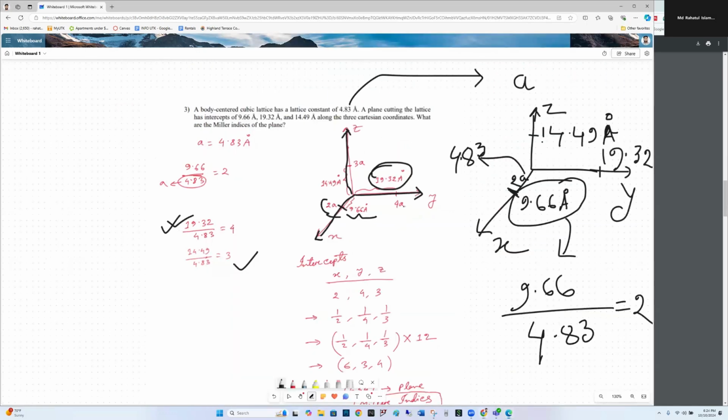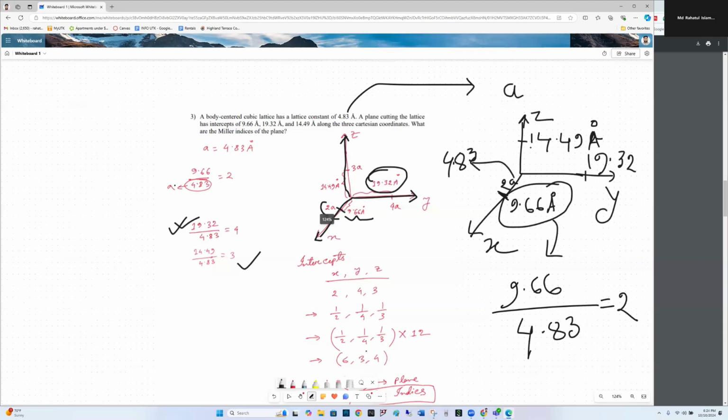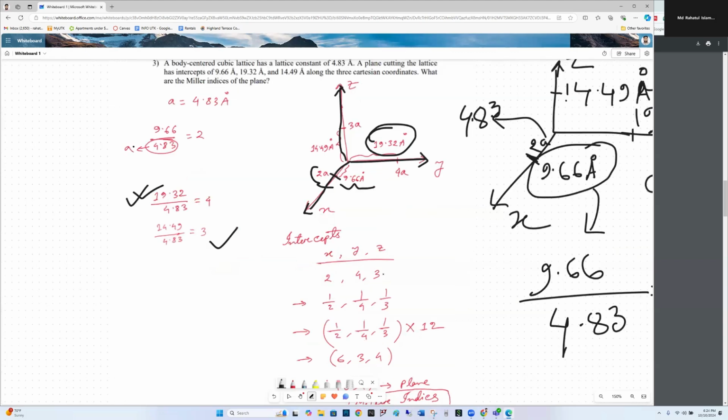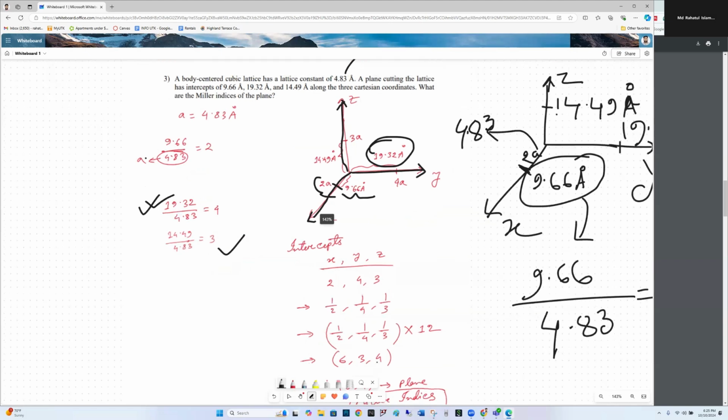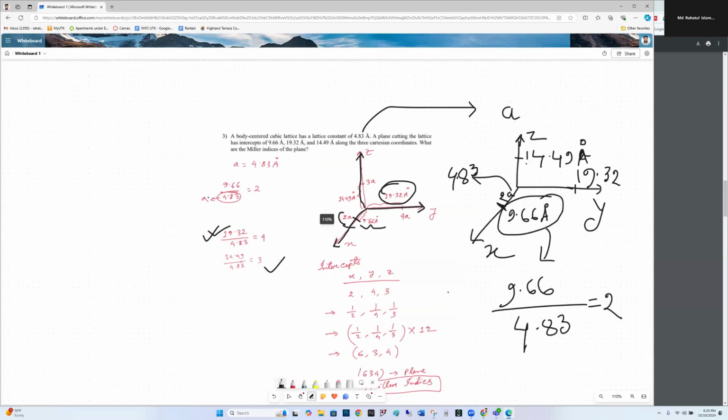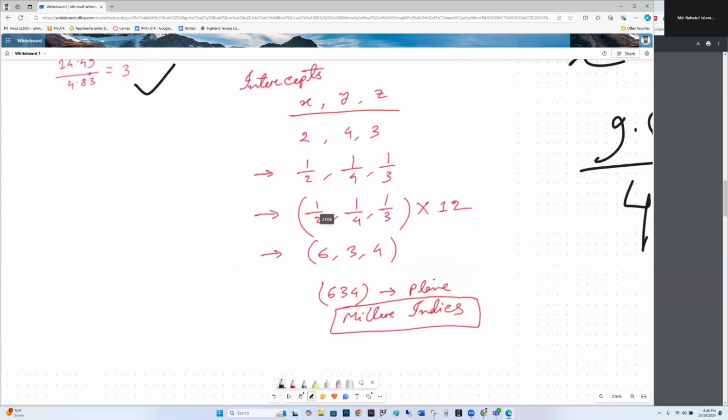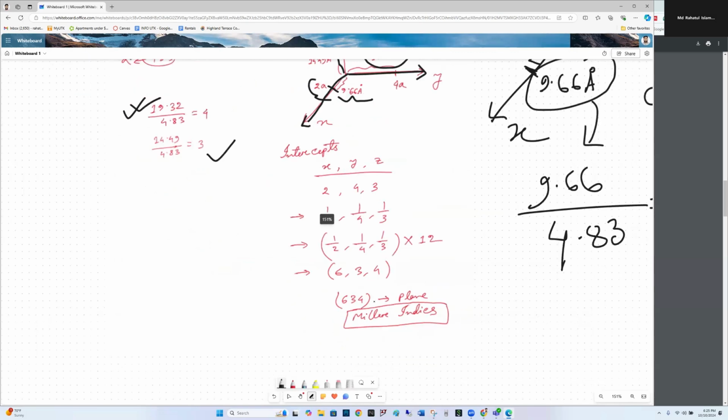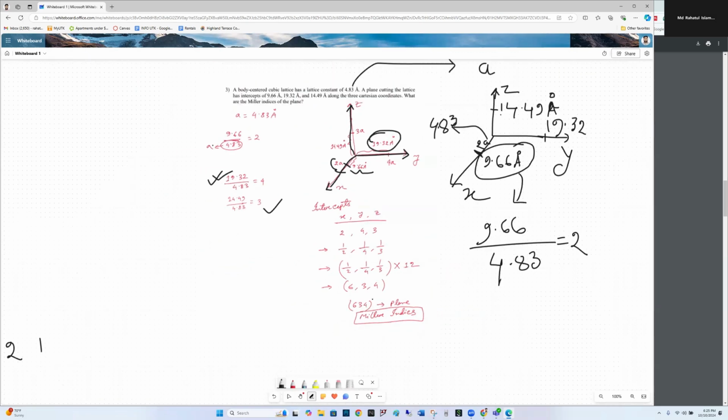So you have got the intercepts, and now the procedure is exactly the same as problem number 1. The intercepts are 2 4 3. Then you have to invert it, which is 1 by 2, 1 by 4, 1 by 3, and you have to multiply this with the LCM of the denominators 2 4 3, which is 12. So you have to multiply this with 12, and you will get 6 3 4, and this is the plane. I mean the Miller indices, and yeah, so that's it. That's the solution actually. So let's move to problem number 4.